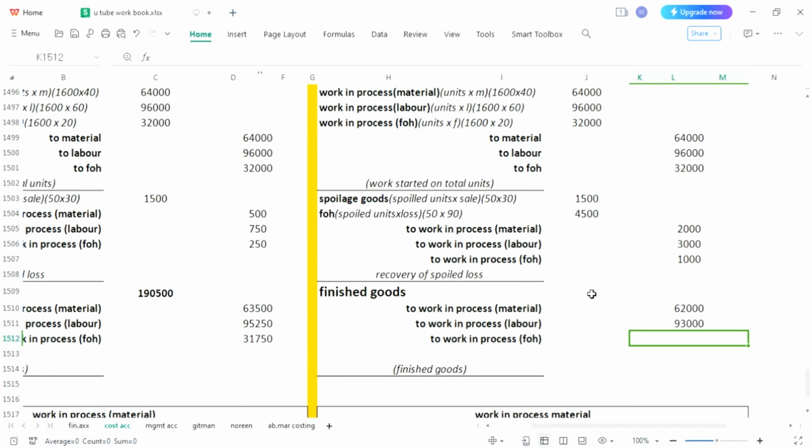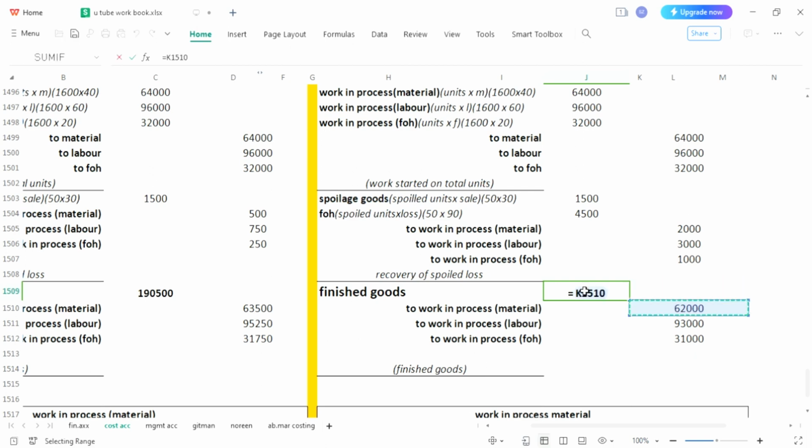Work in process FH amount is needed. For that what you will do, debit side amount is 32,000 and credit side amount is 1,000. So in this way third amount has also been calculated. Finally we are going to calculate our finished goods. Since there is no formula for finished goods, what we will do, debit and credit side should be equal. Credit side amounts are written over here.